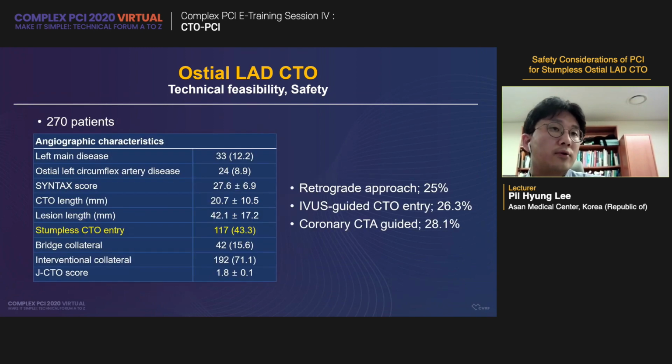A total of 270 patients were enrolled. In our cohort, stumpless ostium was identified in 43.3% of patients. The average CTO length was around 21 millimeter. Left main disease, defined by more than 50% diameter stenosis on angio, was present in 12% of patients. Of note, more than 1 out of 4 operators used either IVUS or CT angio to guide their procedure.